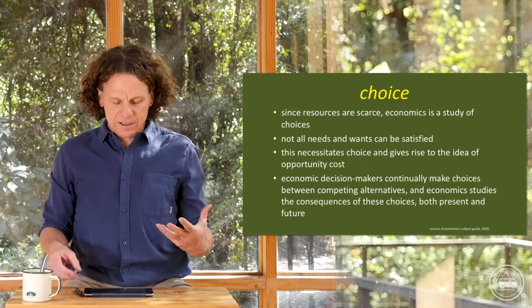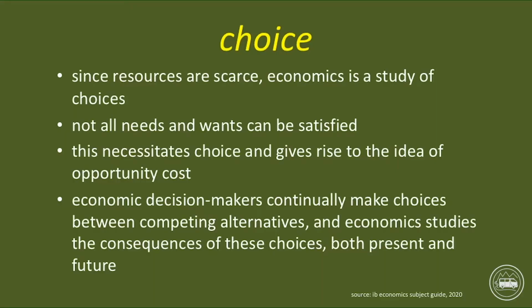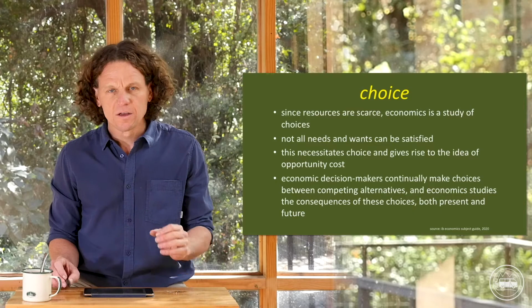Number 2 is choice. Let's take a look at choice. Since resources are scarce, that's building on the other one, economics is a study of choices. Not all needs and wants can be satisfied, go with the logic, and therefore this necessitates choice and gives rise to the idea of opportunity cost. Economic decision makers continually make choices between competing alternatives, and economics studies the consequences of these choices, both present right now and in the future. Okay?